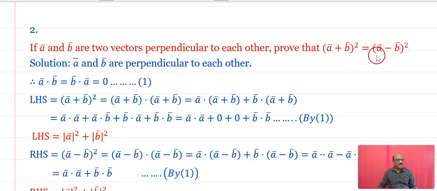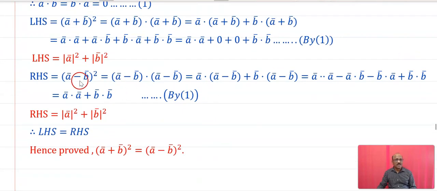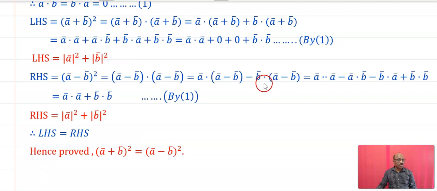Now the RHS. What is the RHS? (a bar minus b bar) whole square is equal to (a bar minus b bar) dot (a bar minus b bar), and again simplify this. That is a bar dot (a bar minus b bar), and the next is minus b bar dot (a bar minus b bar). Now here a bar dot a bar, next is minus a bar dot b bar, next is minus b bar dot a bar, and the last is b bar dot b bar. That will be minus and minus, that will become plus.